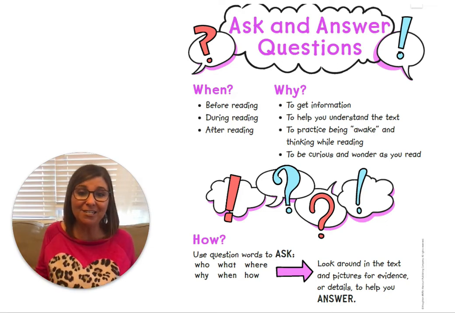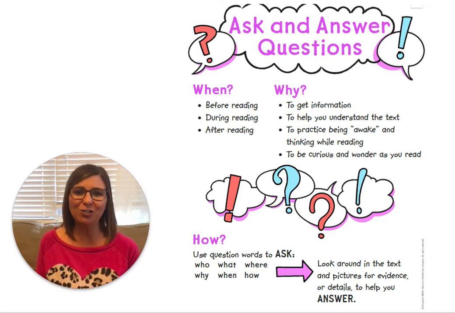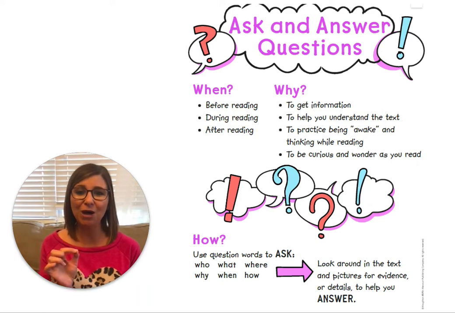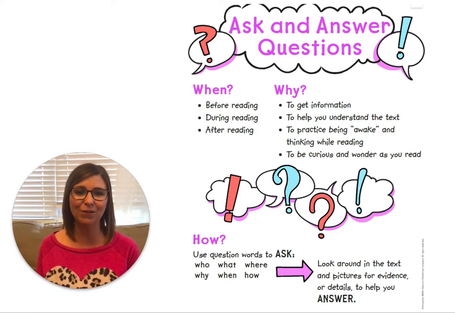So how do we do this? We use question words to ask who, what, where, why, when, and how. And we look around in the text and pictures for evidence or details to help us find that answer.